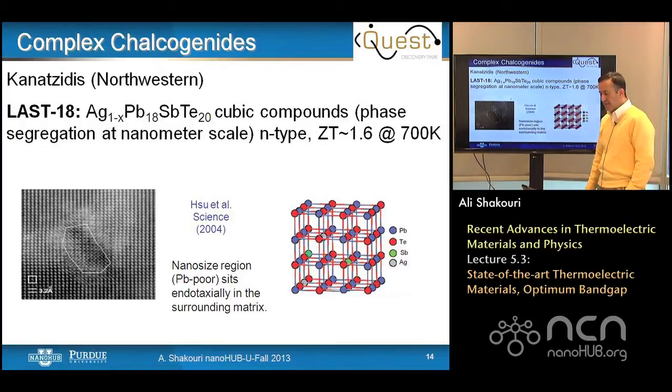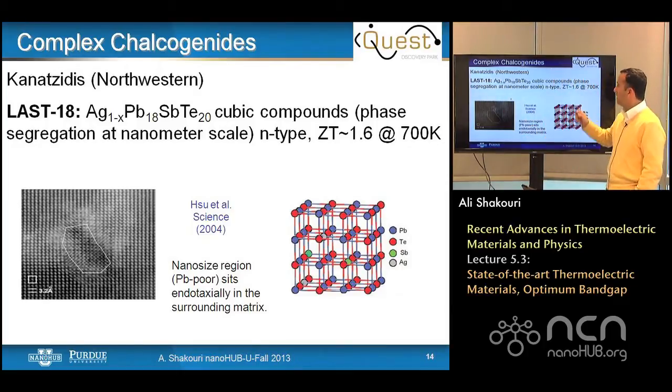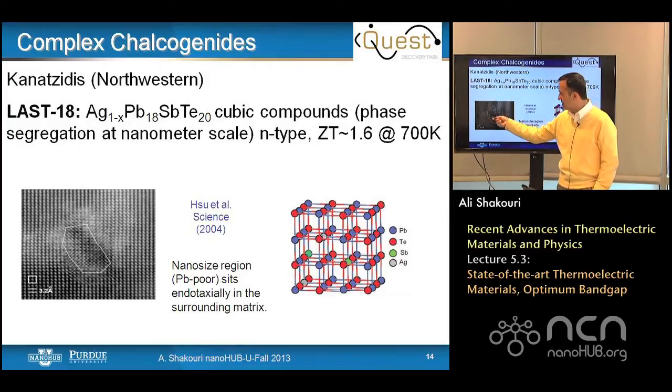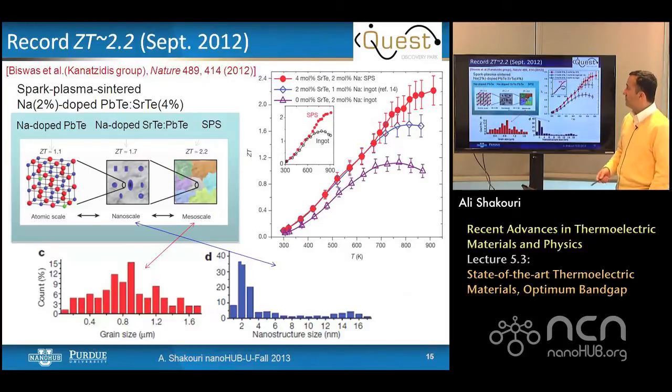Another material system based on complex chalcogenides, pioneered by Kanatzidis's group, is called LAST. Silver lead antimony telluride with 18% lead is called LAST-18. It is a cubic compound, with some phase segregation, is an n-type material, and one of the early successes, with a ZT of 1.6 at 700 Kelvin. Basically, there are nano-size regions that are lead poor, endotaxially embedded in the matrix. As we discussed in the second lecture of week 5, embedded nanoparticles a couple of nanometers in size are very efficient at lowering thermal conductivity, and that was the key to the success of this material. This has actually been the basis of the best record ZTs to date, for bulk materials.